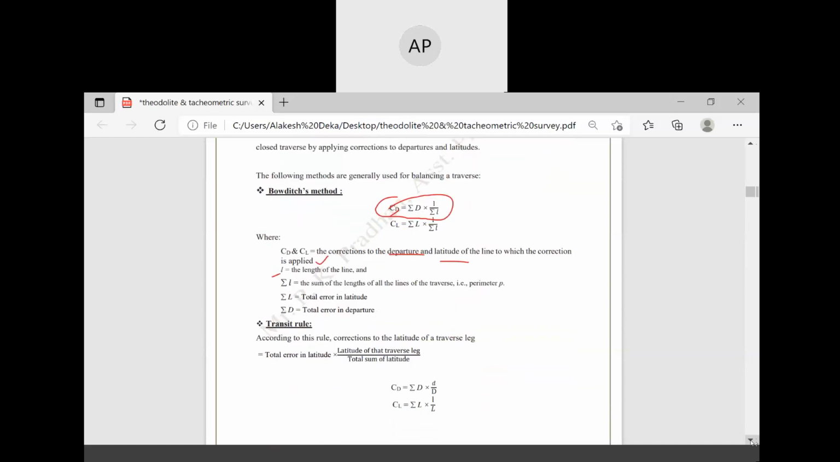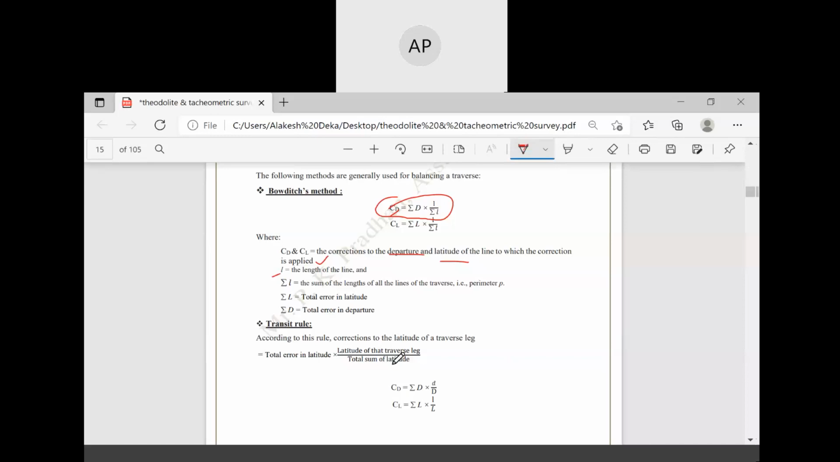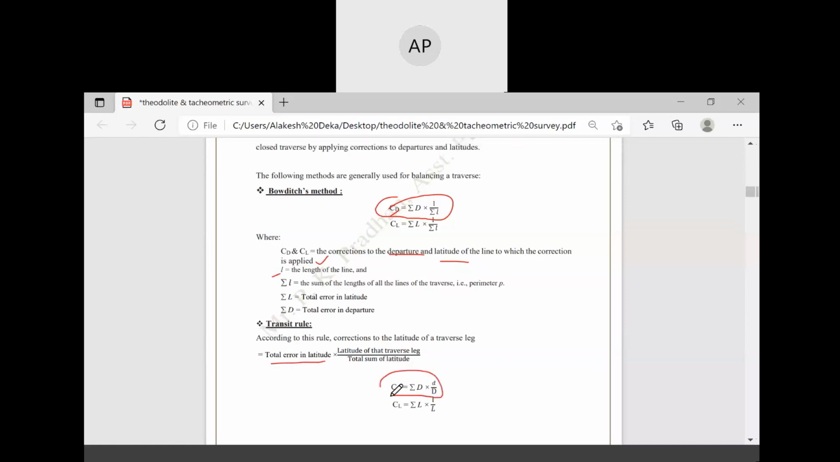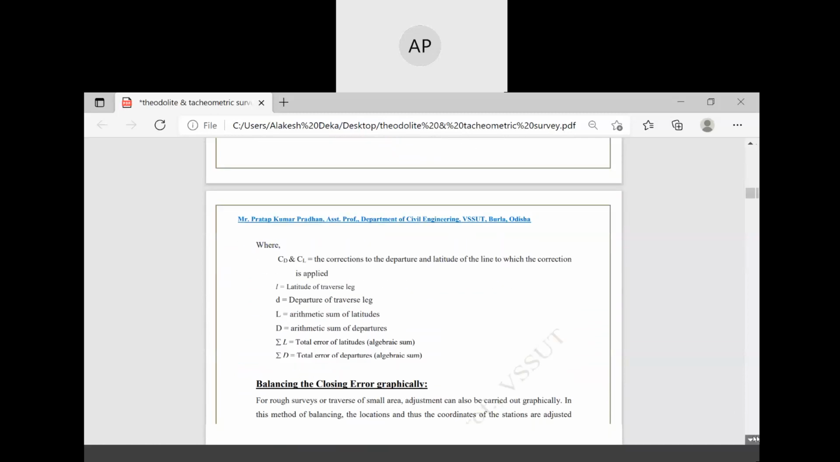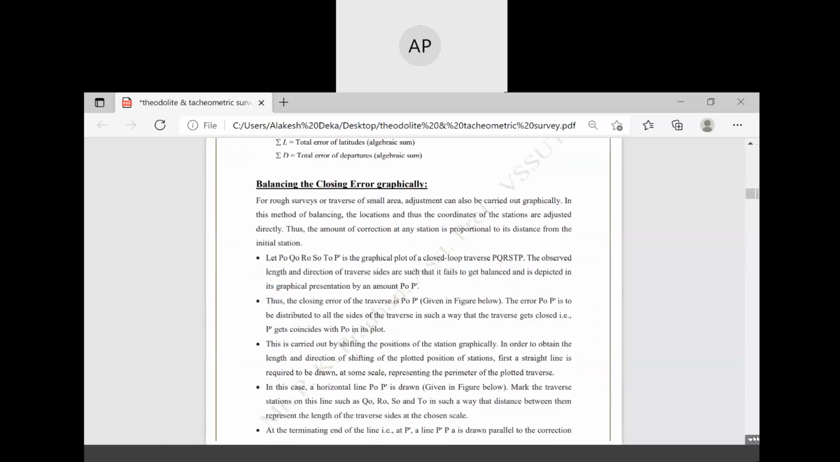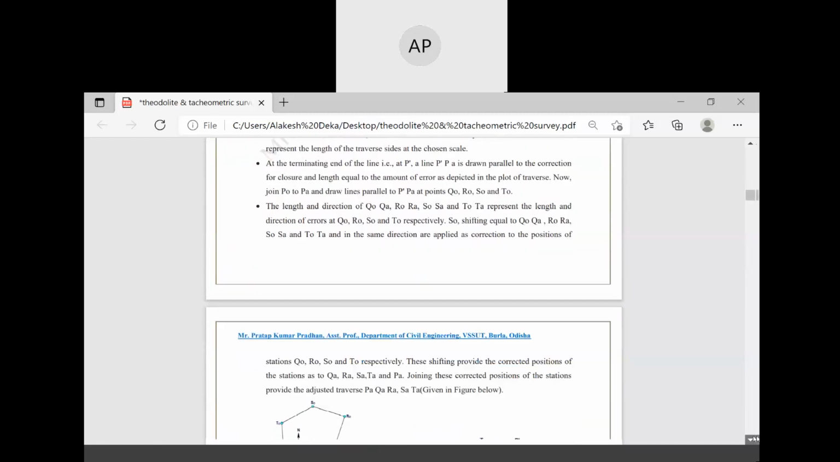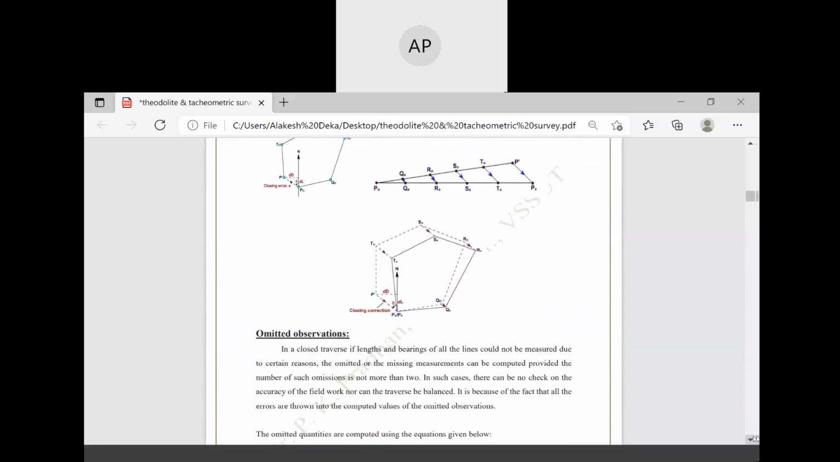And another is the transit rule. According to this rule, the correction to the latitude of a traverse leg is given by total error in latitude into latitude of that traverse leg divided by total sum of latitudes. And another is the graphical method, that is not required.